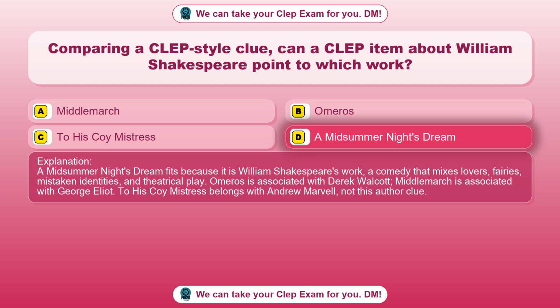A Midsummer Night's Dream fits because it is William Shakespeare's work, a comedy that mixes lovers, fairies, mistaken identities, and theatrical play. Omeros is associated with Derek Walcott, Middlemarch is associated with George Eliot. To His Coy Mistress belongs with Andrew Marvell, not this author clue.